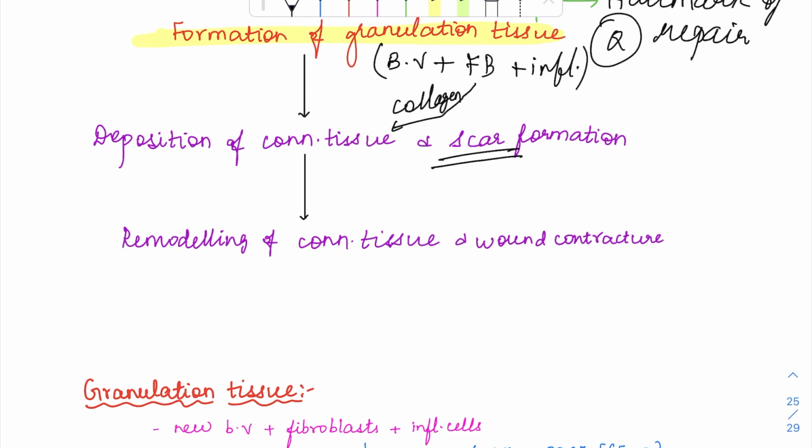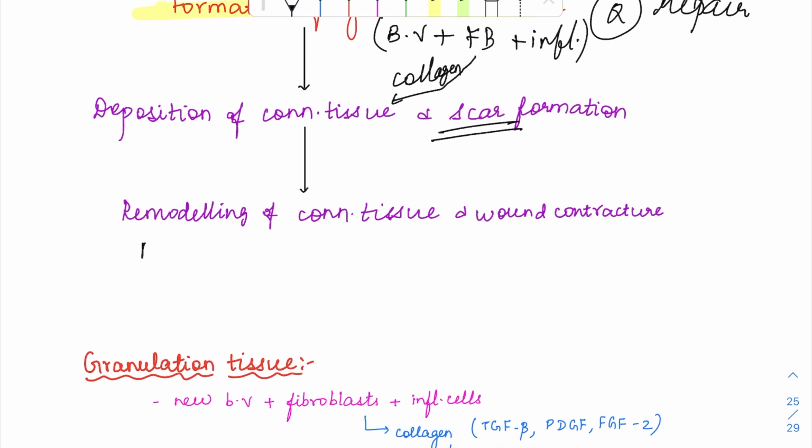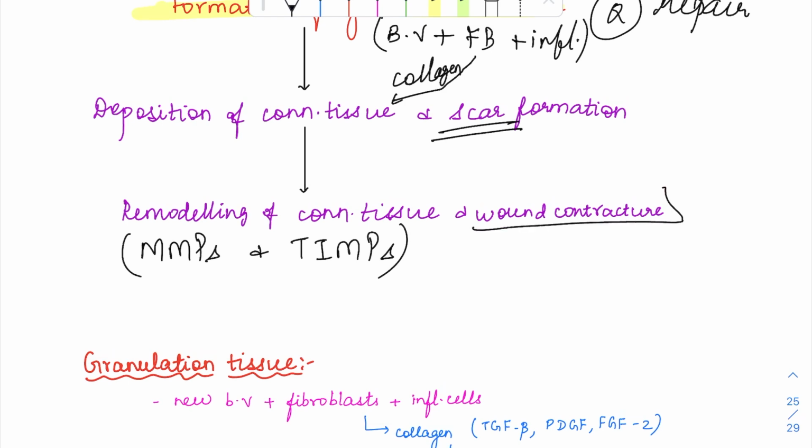So the scar is formed. Now once the scar is formed, it has to be trimmed to the side. So remodeling of this connective tissue scar will happen, which is done by certain enzymes called matrix metalloproteinases. To inhibit these matrix metalloproteinases, we have tissue inhibitors of matrix metalloproteinases, called TIMPs. These two are responsible for the remodeling of the scar which has formed. Then the last step will be wound contracture. If the wound is this large and there is a scar forming this big, it will look bad, right?